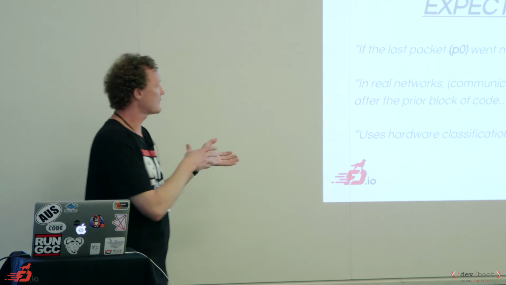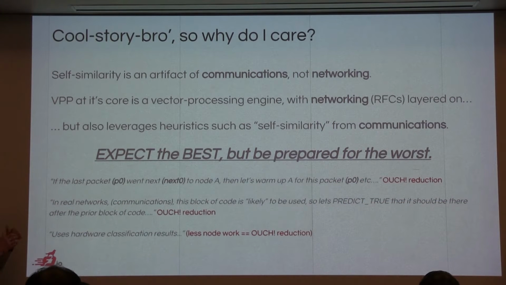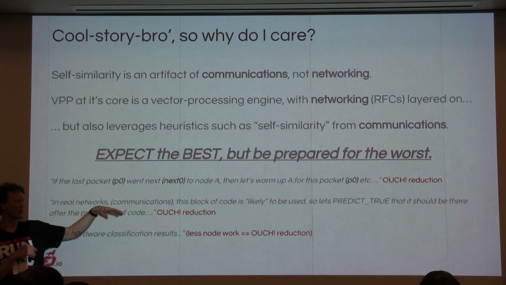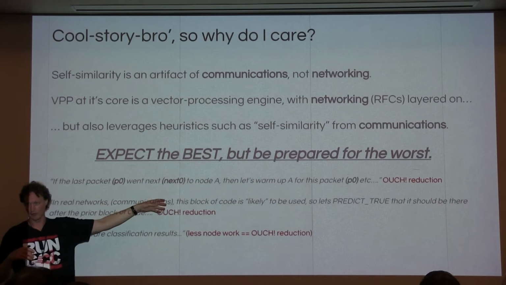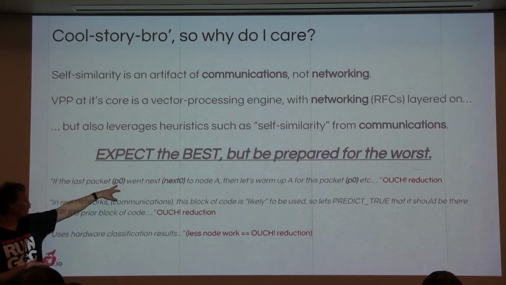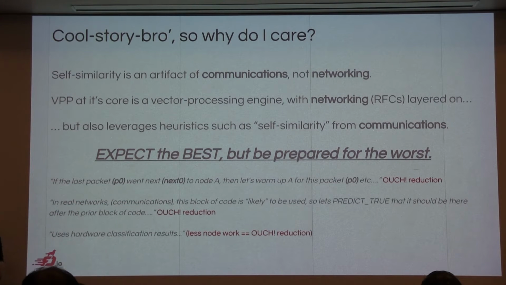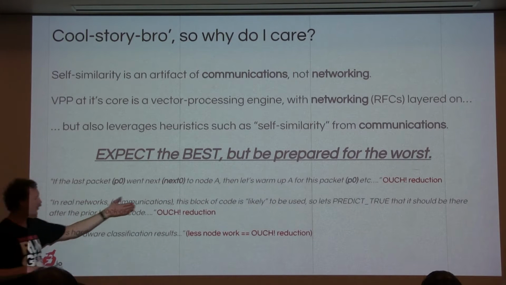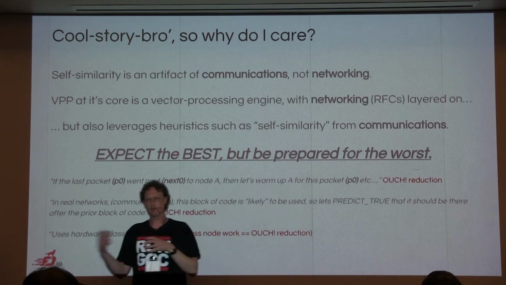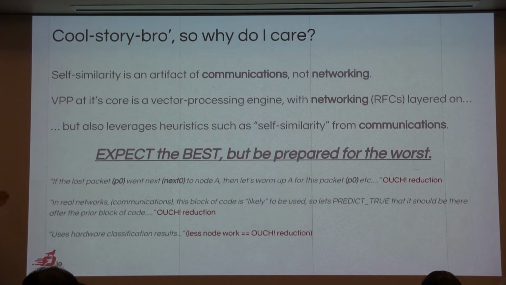Meaning, and we'll go through this when we decompose the max swap example in a graph node, these are bits and pieces from the max swap graph node. If the last packet, P0, went to this node, let's just warm up the next node for this packet. We get things ready, we start sending it on. It's a presumptive warming of the next node, but that's expecting the best. But be prepared for the worst.